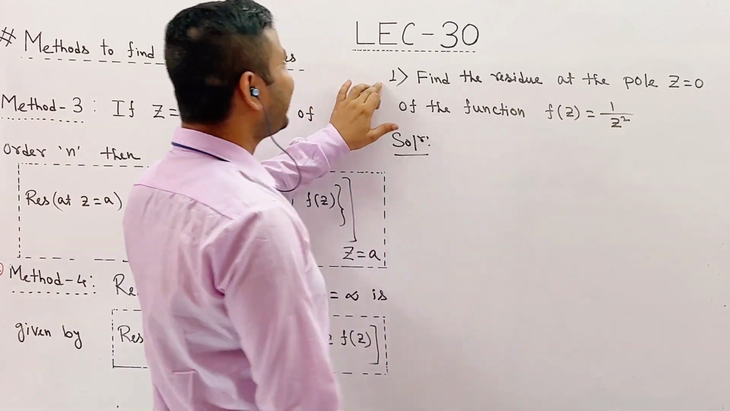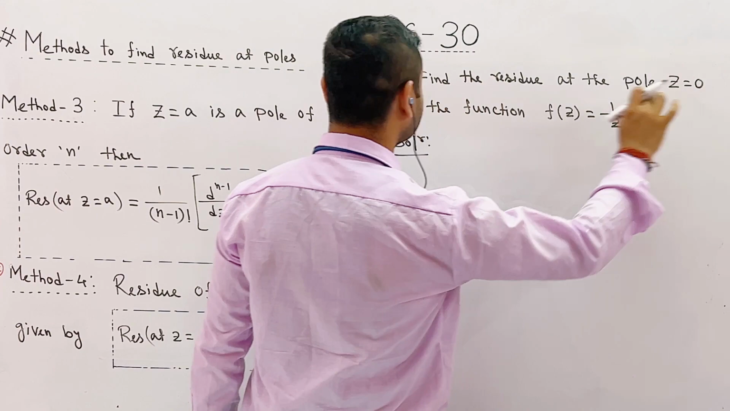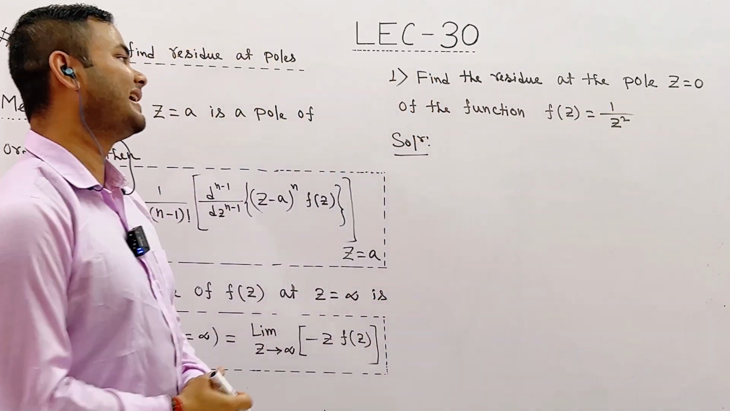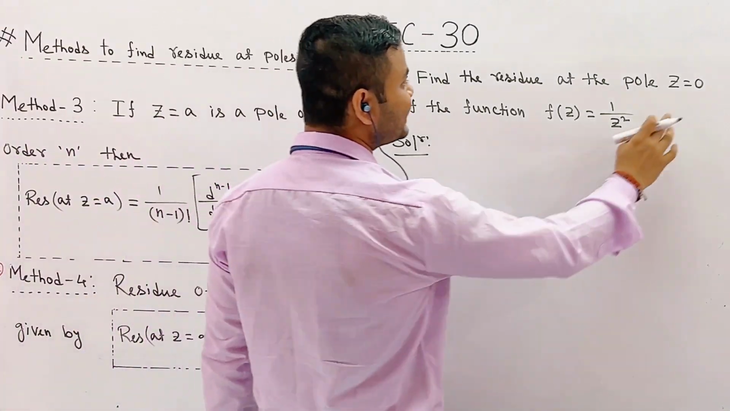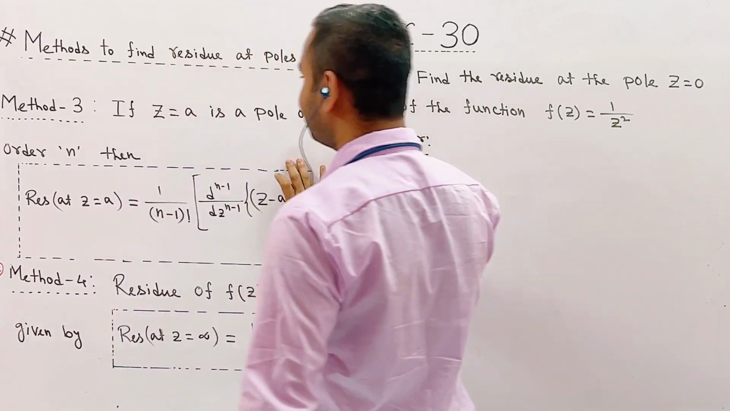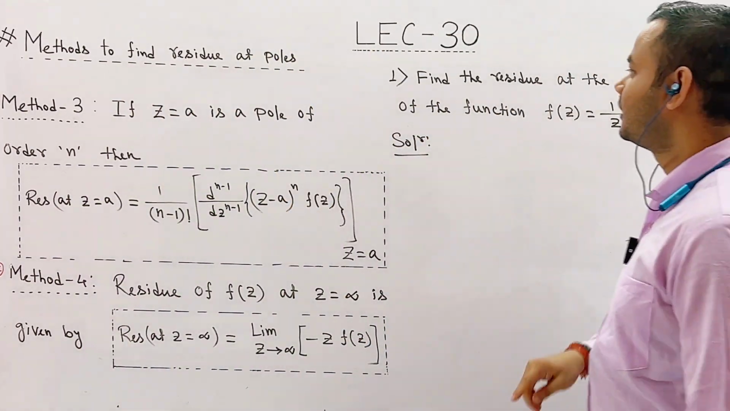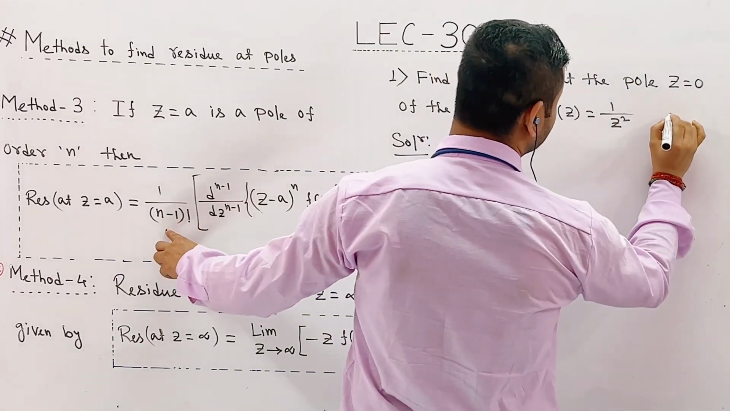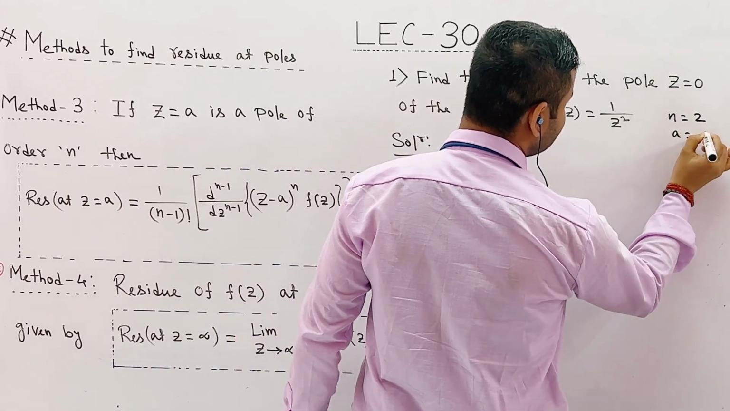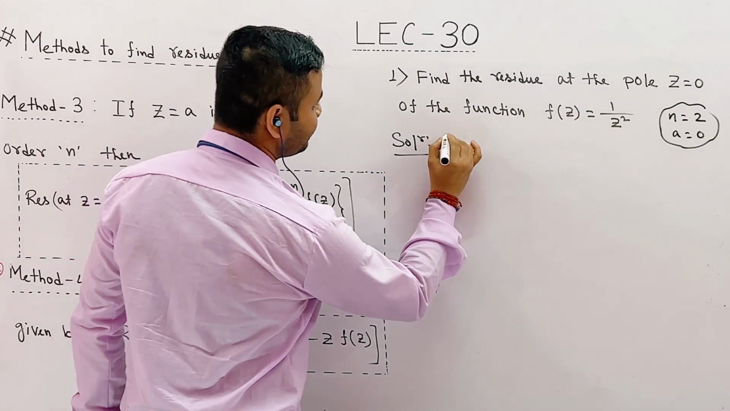Problem number 1. According to this problem, we have to find out the residue at the pole z equal to 0 of the function f of z is equal to 1 by z square. Students, here we have seen that z equal to 0 is a pole of order 2. So, definitely we have to use method number 3 for finding residue of the function f of z at z equal to 0. So, here the value of n is 2 and value of a is 0. Okay? Now, let me write these points.